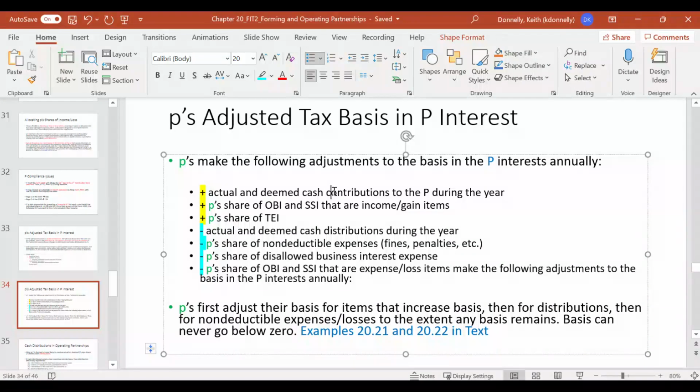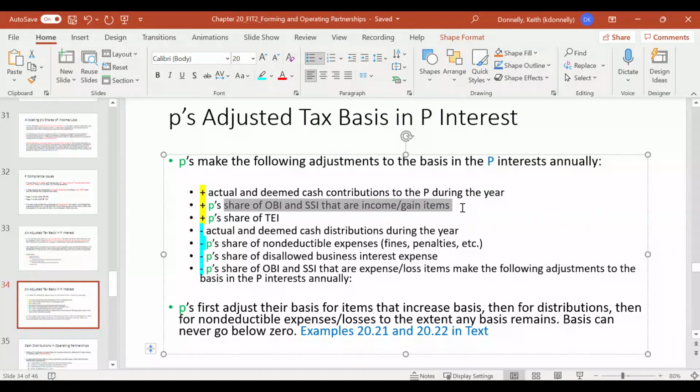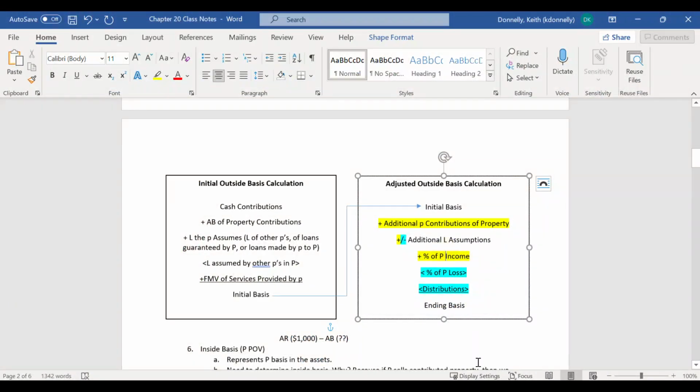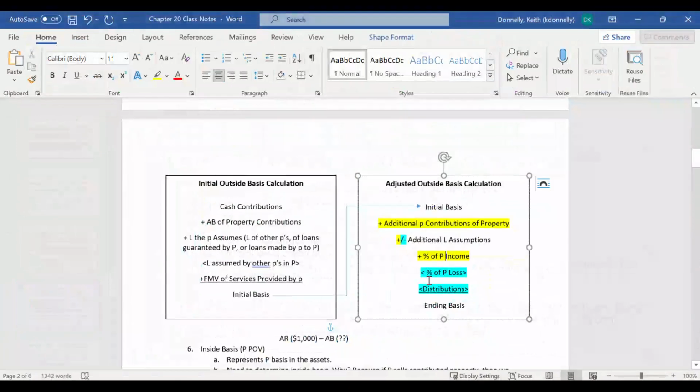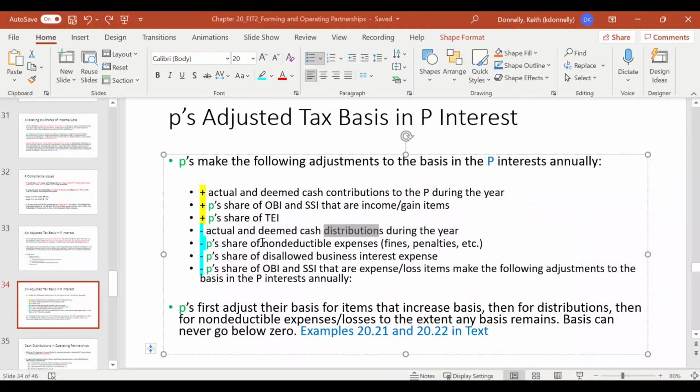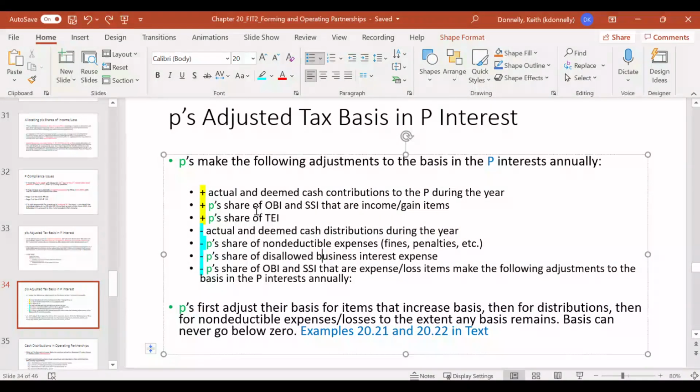Any contributions you made to the partnership, that's this right here. Your share of income, that's this one, your ordinary business income and your separately stated items. Then it would be any distributions; you'd back those out. Any deductions, and then any expenses associated with it. So this is a fancier way of showing it.